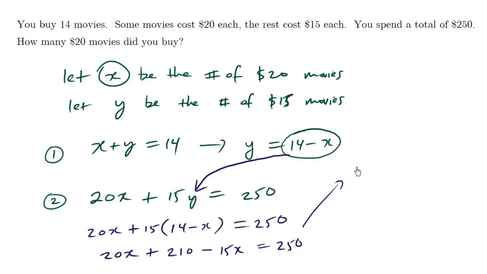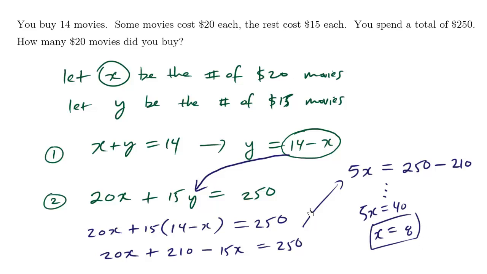20X minus 15X is 5X, equal to 250 minus 210, and continuing on with your calculator, we get 5X is equal to 40. Divide both sides by 5, we get X is equal to 8. So when you go to the movies, you can say with certainty that you bought 8 $20 tickets.